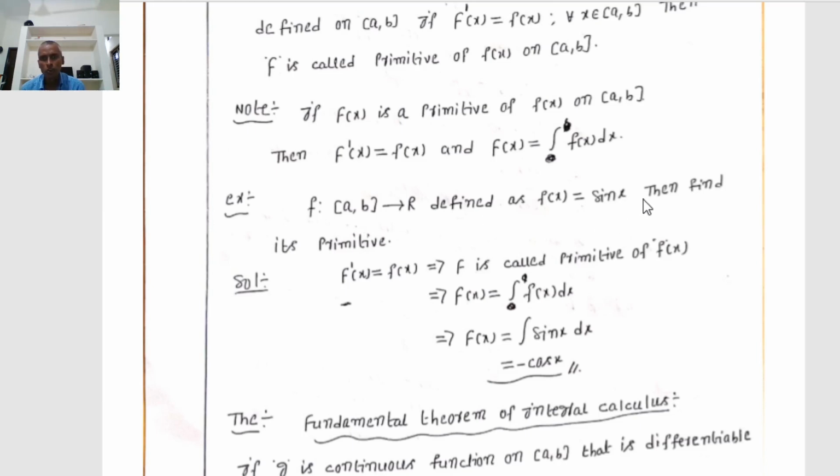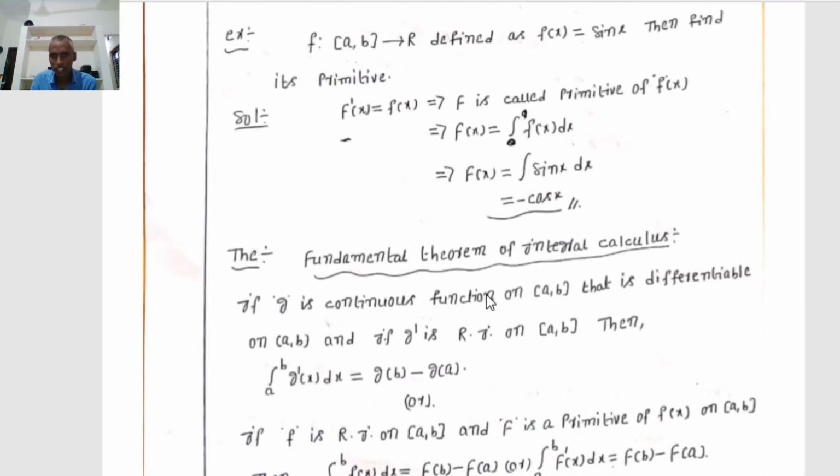Example: let small f from the closed interval [a, b] to R be defined as small f of x equals sin x. Find its primitive. Since capital F dash of x equals small f of x, capital F of x is a primitive of small f of x, which implies capital F of x equals the integration of small f of x dx, that is, the integration of sin x dx, which is minus cos x. Therefore minus cos x is the primitive of sin x.